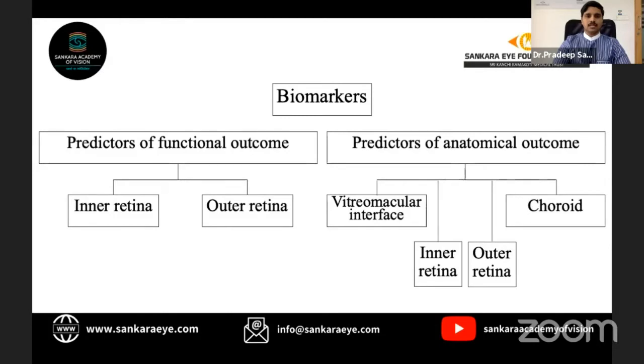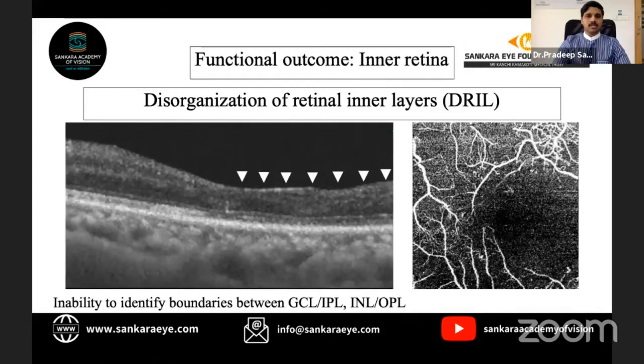I will be discussing under two sections: the biomarkers which predict the functional outcome and the biomarkers that predict the anatomical outcome. Coming to the biomarkers that predict the functional outcome related to the inner retina, disorganization of retinal inner layers, abbreviated as DRIL. It is defined as the inability to identify boundaries between the ganglion cell layer, inner plexiform layer, and the inner nuclear layer and outer plexiform layer.